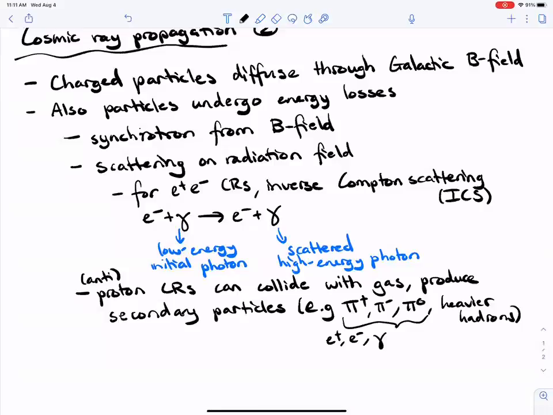A consequence of this is that the Voyager experiments launched in the 1970s, which are now out past the heliopause, actually provide our best measurements of low energy electron and positron spectra from the galaxy, because they're our only instruments that are out beyond the heliopause.